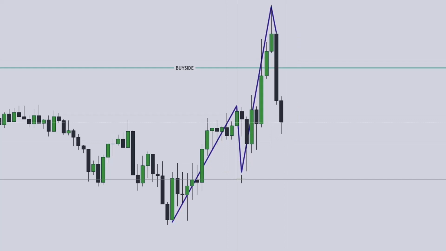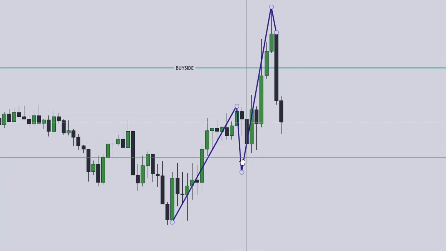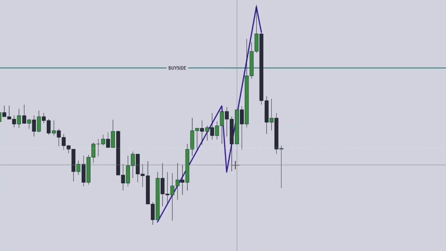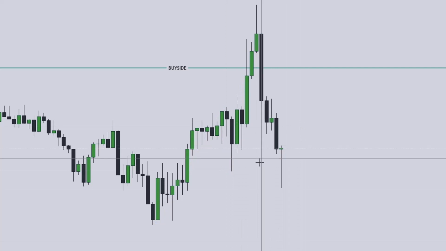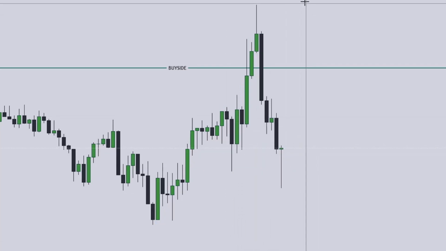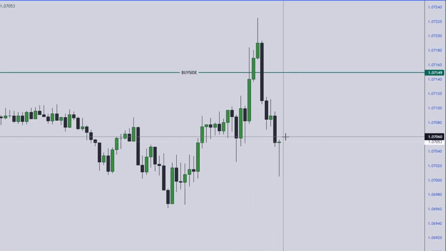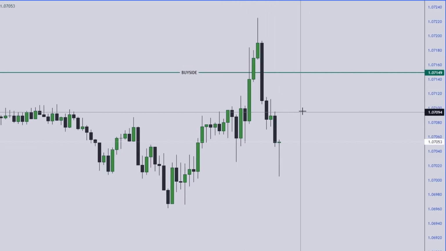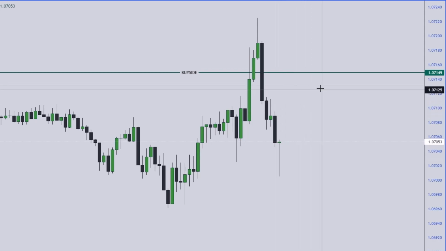Okay, so we would need to break this low over here for there to be a market structure shift. So let's move forward. At that point there, we've broken that low, and that's a market structure shift. So we've got another tick box. Tick box number 1, price comes back into the range. Tick box number 2, we have a market structure shift. Next, can we get an entry point up here in an area of value?